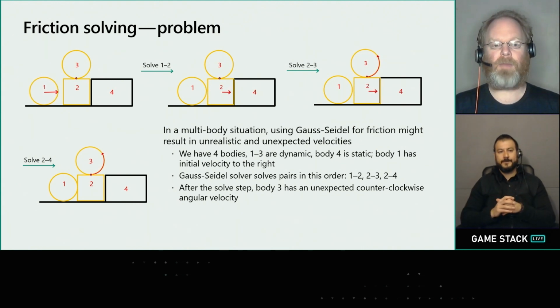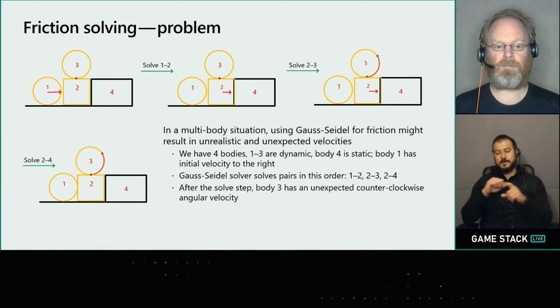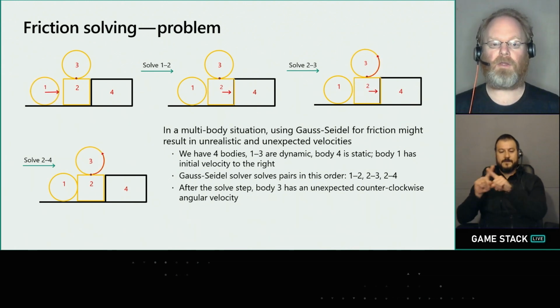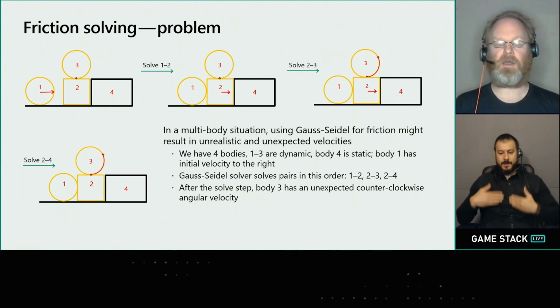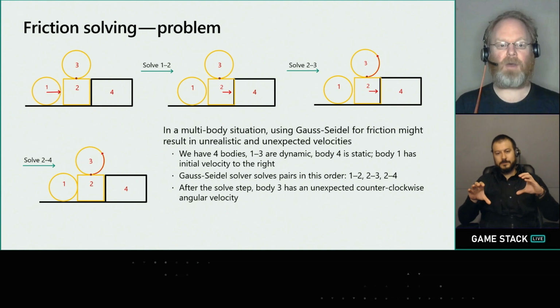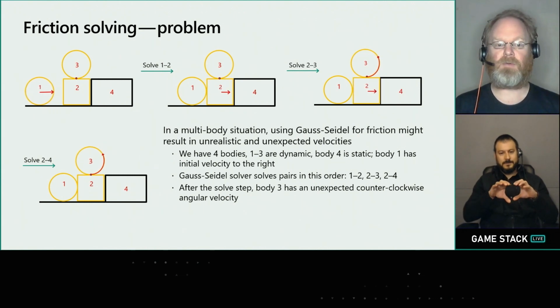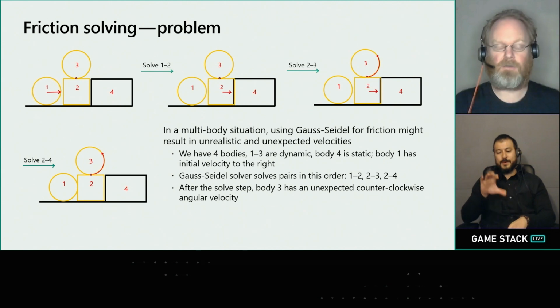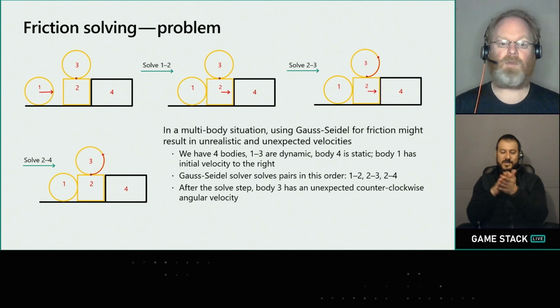So here's the problem that we have with friction whenever we're dealing with this iterative solver scenario. In this multi-body situation, we've got a number of solve pairs. We're going to look at body 1 with body 2. Body 1 has got an initial velocity coming in from the left. It's going to hit body 2, and body 2 is then going to get a velocity from that impact. The next thing we solve is between body 2 and body 3, and that is going to apply our contact resolution and our friction calculation, which is also going to introduce this angular effect from the friction.